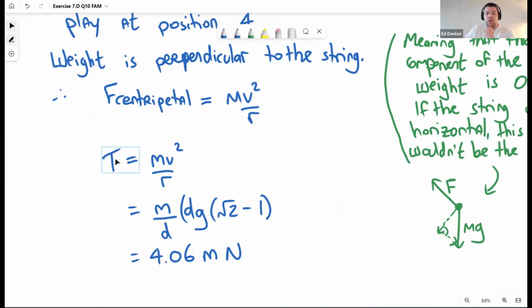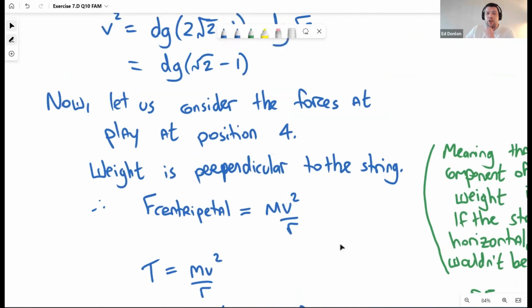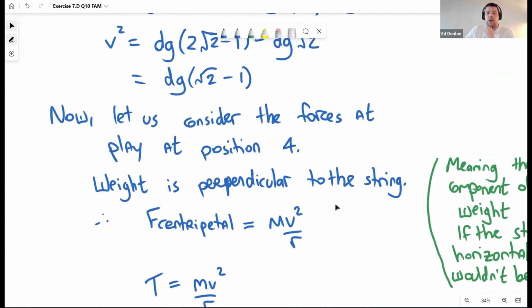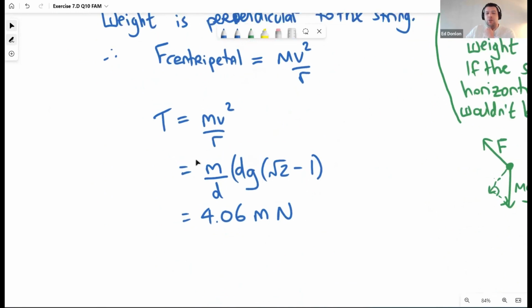The full tension of the string is going to be our force, mv squared over r. Now our radius for this small circle is d. The velocity that we've already found is this thing here. Sorry, that was our v squared value. Plug this in for v squared, plug this in for d, and we get our value here. Now this is in terms of m, so we don't have the mass, but that's okay. So the tension in our string is 4.06 times the mass, newtons.